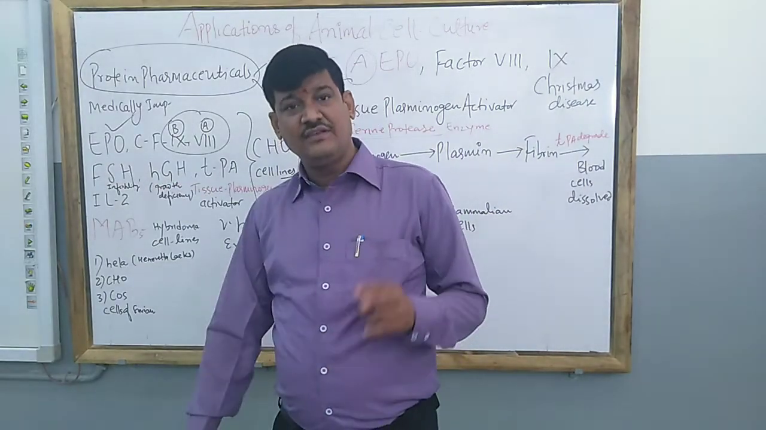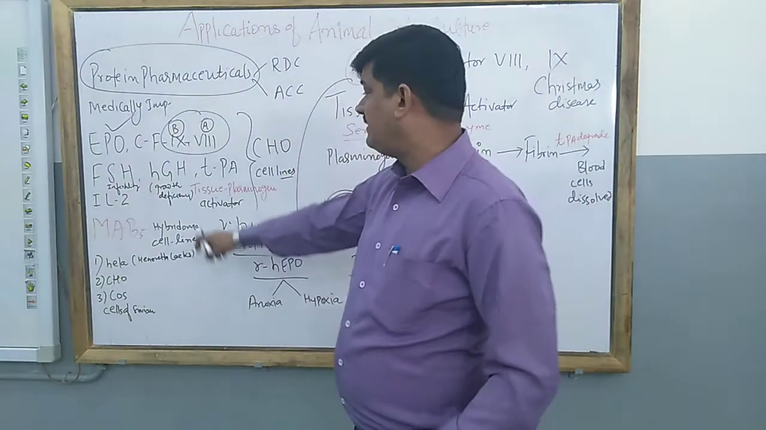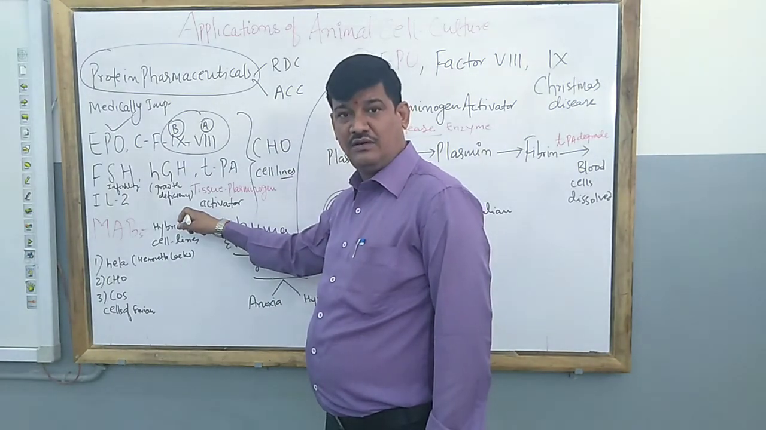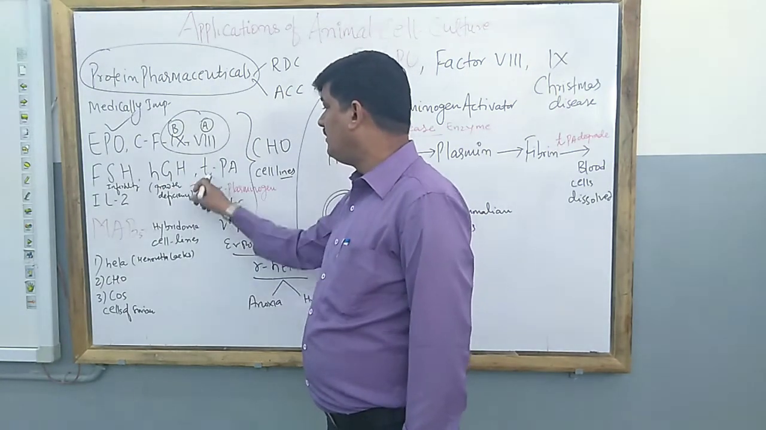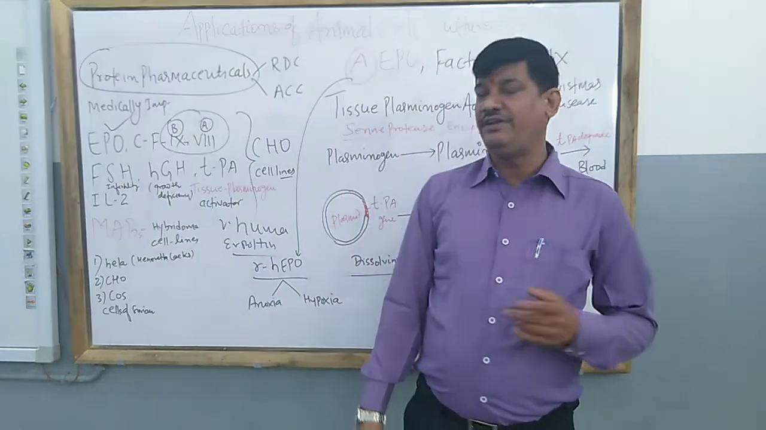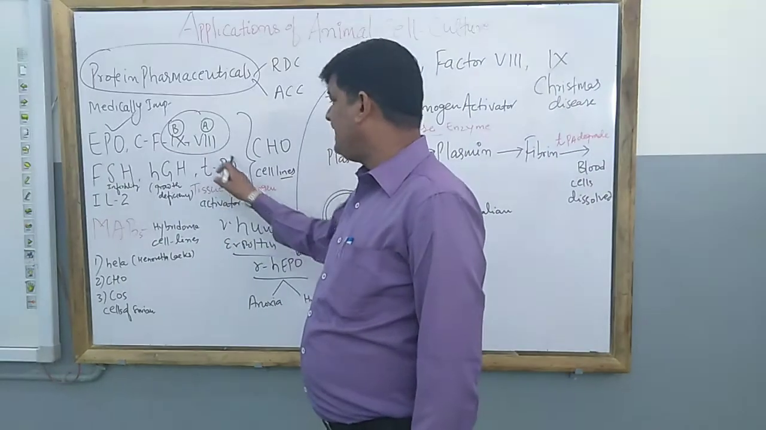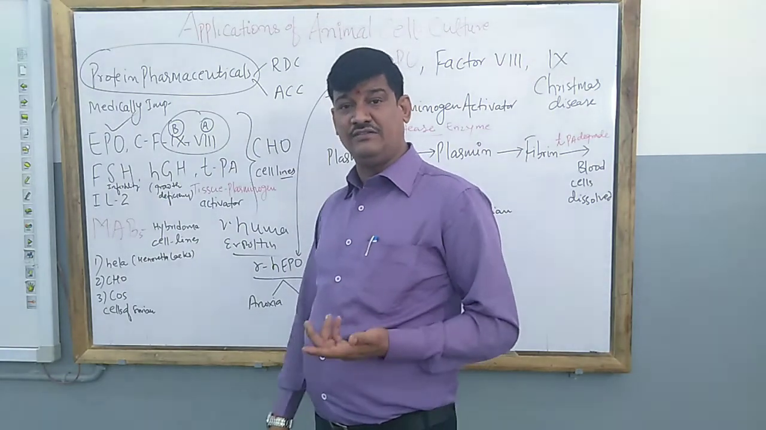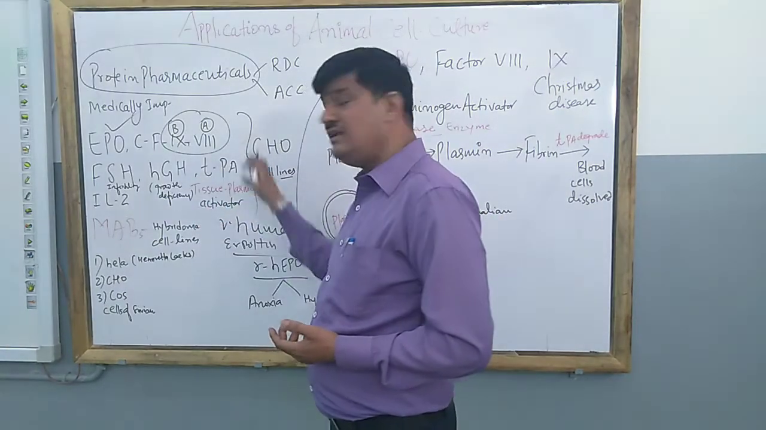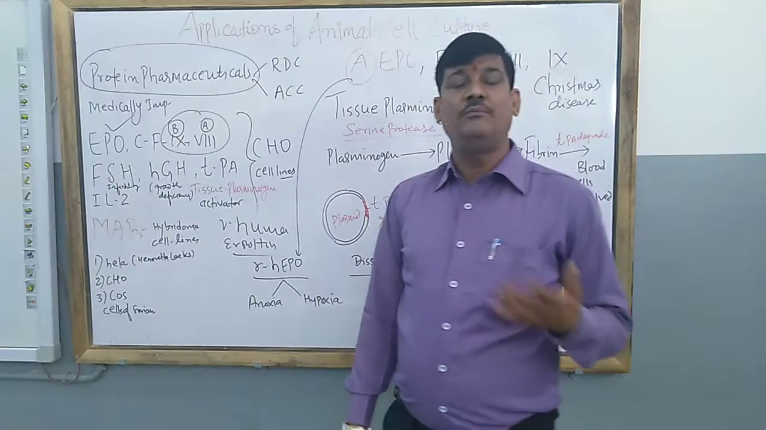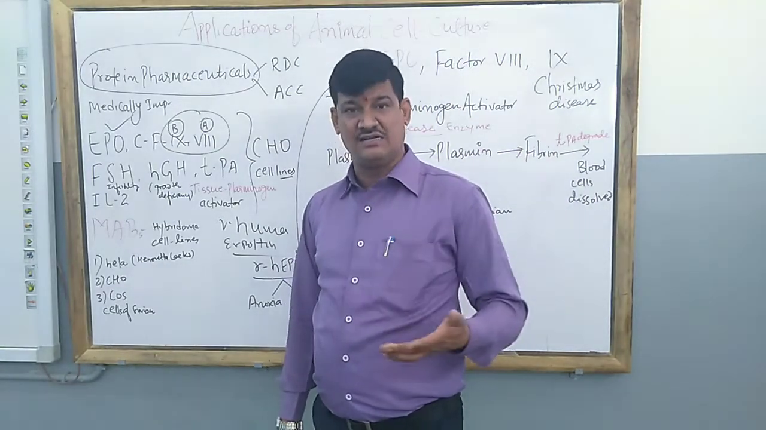So HGH is used for disorders related to growth hormones. It removes dwarfism. Now TPA stands for tissue plasminogen activator. This tissue plasminogen activator is a kind of protease enzyme, a serine protease, and it is basically used to remove the clotting of blood in the vessels or in the heart.